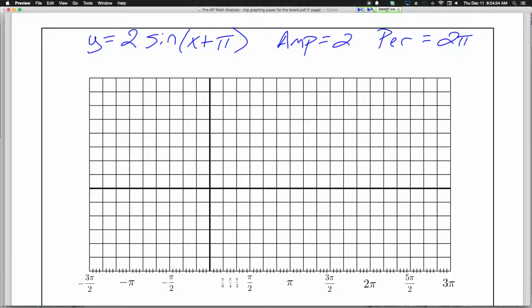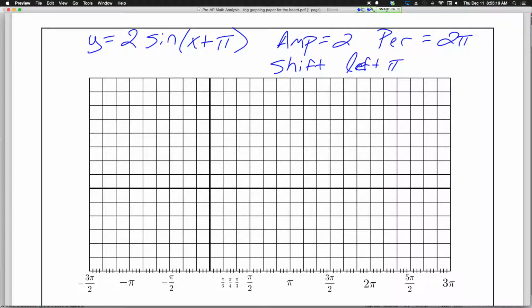After you do that, now we want to talk about the shift. So what type of shift do I have on this one? Up, down, left, or right? And why? Left. Why is it a left shift? Because it's in parentheses. Because I'm adding inside parentheses. So I'm going left pi.